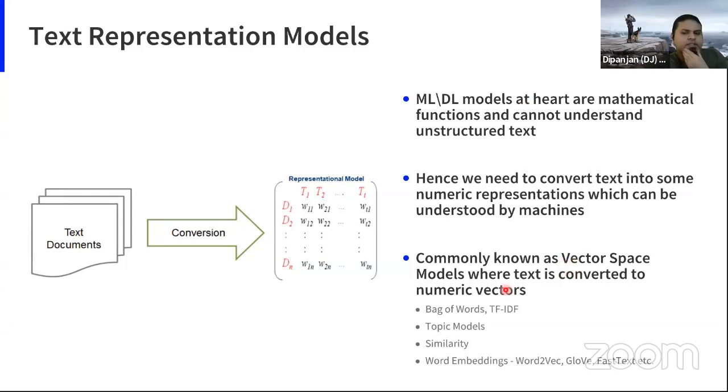Now, for this vector space model, there are different ways in which you can translate your text to numeric representations: bag of words, TF-IDF, topic model, similarity. Nowadays, you have word embeddings, document embeddings, and so on.